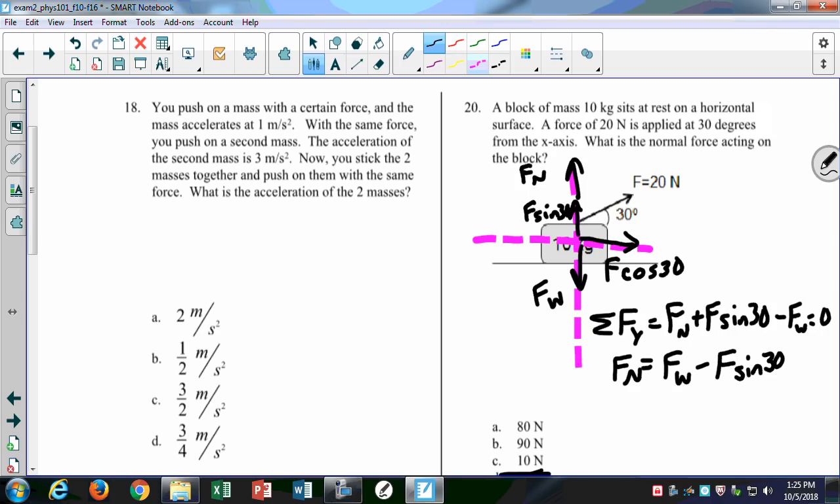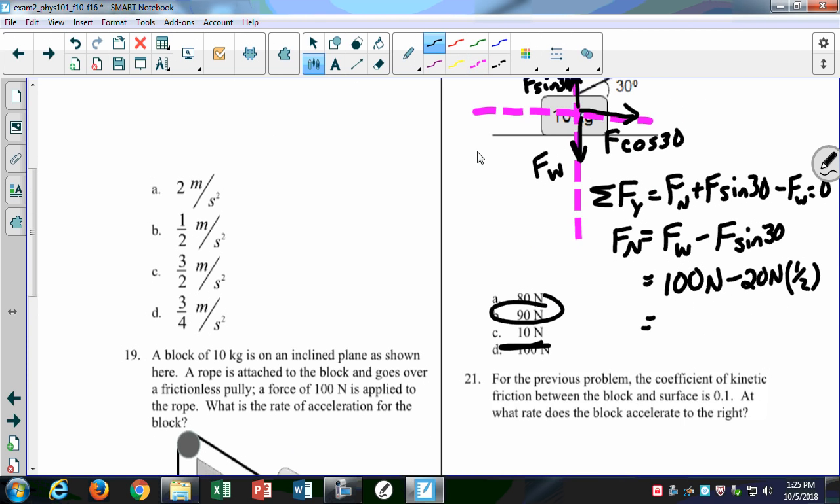So that's 100 newtons, which is 10 kilograms times 10 meters per second squared, minus F, which is 20. That's given in the problem. Times sine of 30, which is a half. So it's equal to 90. And then I could ask an additional question: what is the acceleration? In fact, was there another question about this? Oh, yeah.